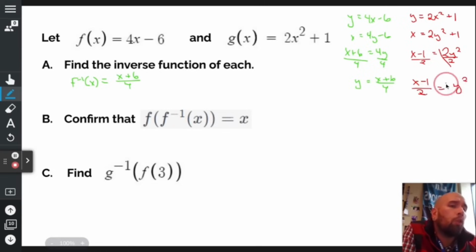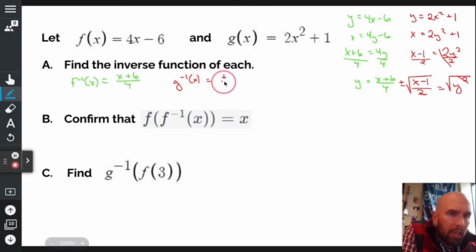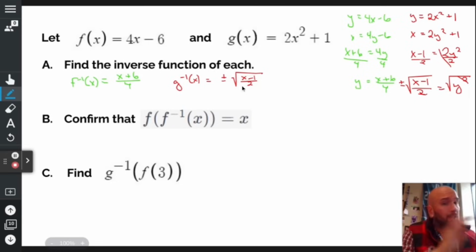In order to solve for the y, you have to square root both sides. Don't forget your plus and minus. So now you have y equals that, but I'm going to write it out as g inverse of x equals positive or negative big square root of x minus 1 over 2. Now, I'm not going to rationalize the function. I'm not going to worry about the fact that there's a 2 on the bottom. I'm going to leave it like that. Sue me.